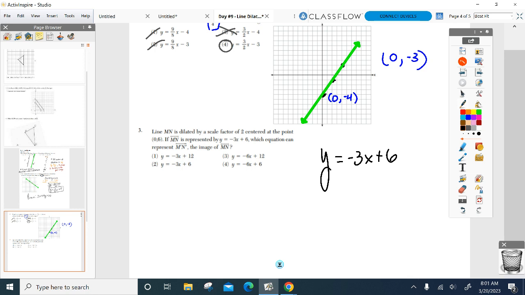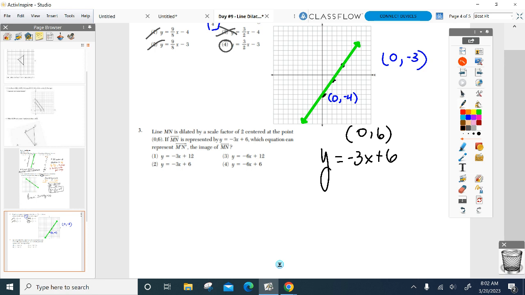And I'm dilating around (0,6). I didn't give you a graph here because I wanted you to think about it a little differently. Look at where I'm dilating around again, (0,6). Y equals -3x plus 6. Will (0,6) be on here? If I did have you graph this, do you think (0,6) would be on -3x plus 6?